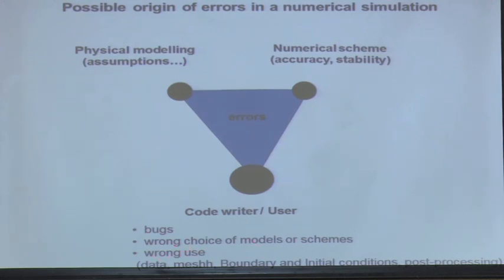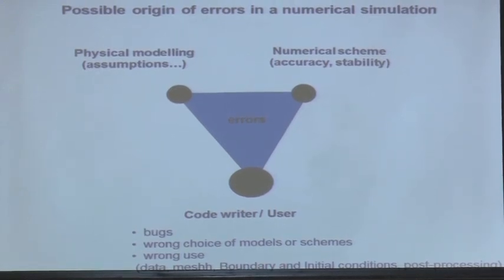You may also use it incorrectly when you post-process the data. For example, you want to see the velocity, but actually you plot the pressure and you think it is the velocity, so it's completely wrong. And you also have problems coming from the boundary and initial conditions and the post-processing.